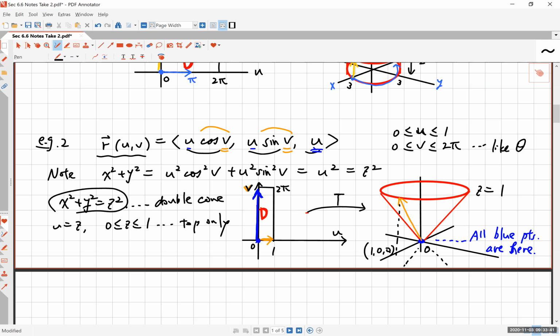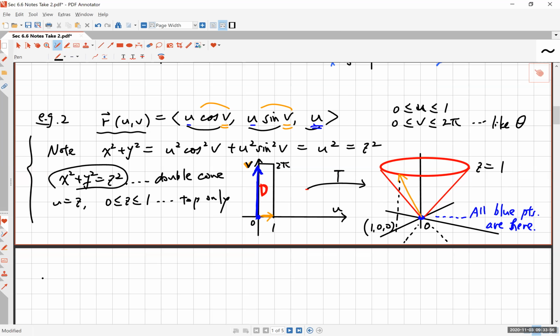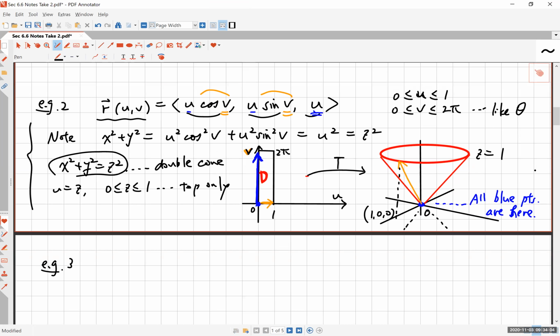Again, this point is not emphasized: what happens to these pre-images and these paths as you go from the UV plane to the XYZ space. But it is something to keep in mind, and it will help you visualize what's happening. Sometimes you have to follow a certain path on the UV plane to see what's happening on the surface S.